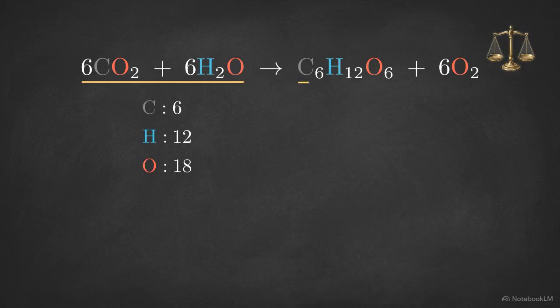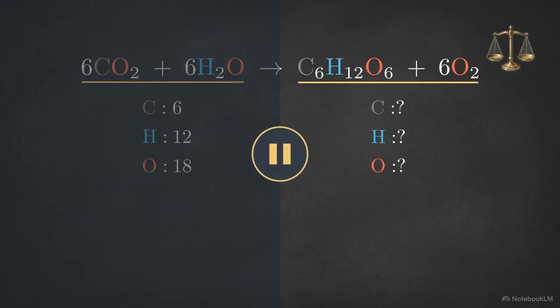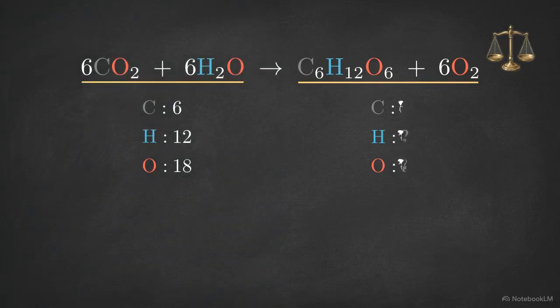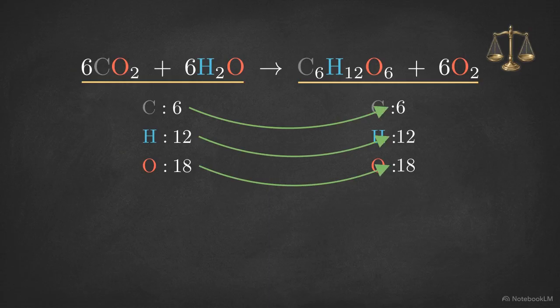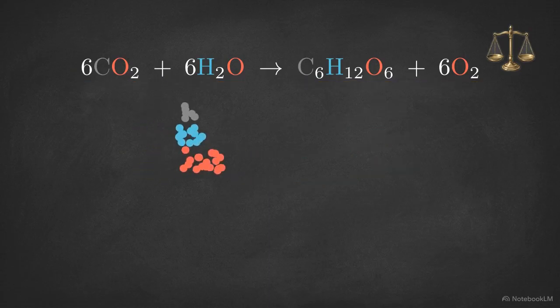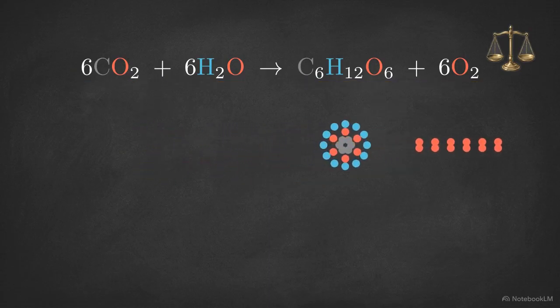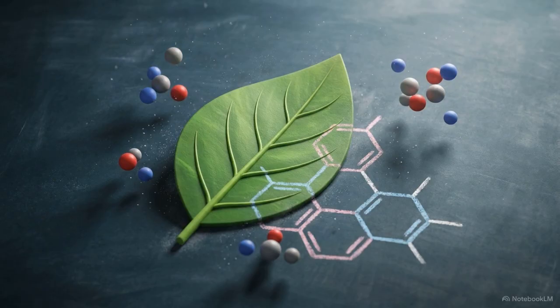Now, look at the right side of the equation, the products. Pause the video here and count the atoms for yourself. Do they match the reactants? The products contain exactly 6 carbons, 12 hydrogens, and 18 oxygens. The numbers on both sides of the arrow are identical. The plant took the original atoms and rearranged them into glucose and oxygen. No matter was lost. It was only transformed into the substances that allow life to flourish.